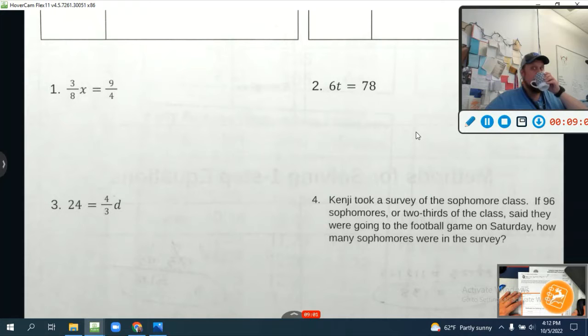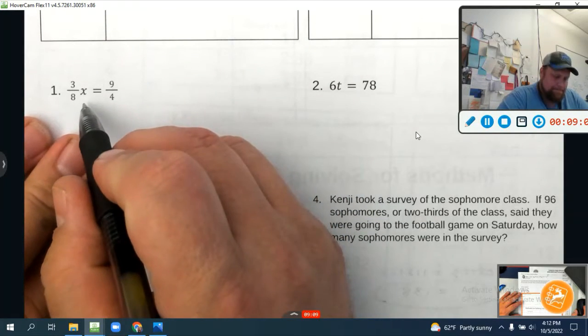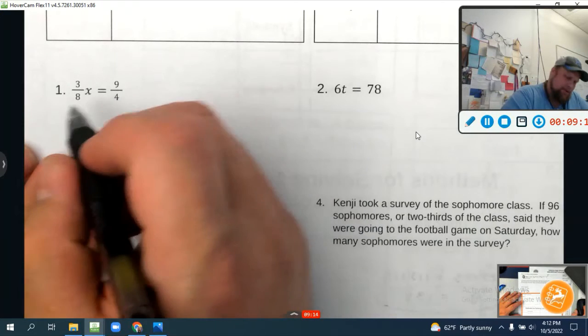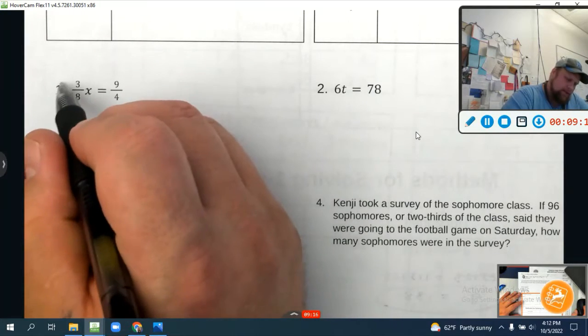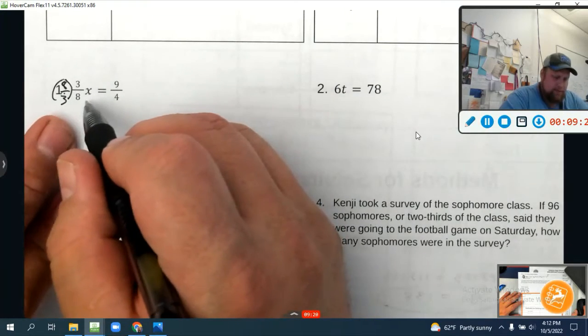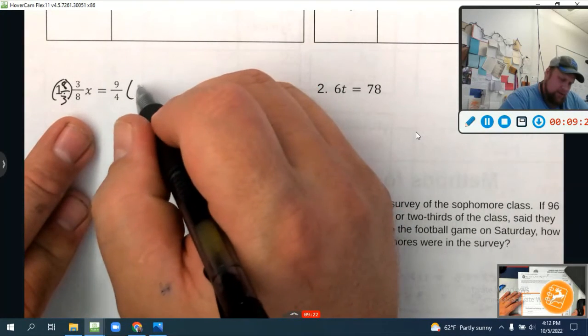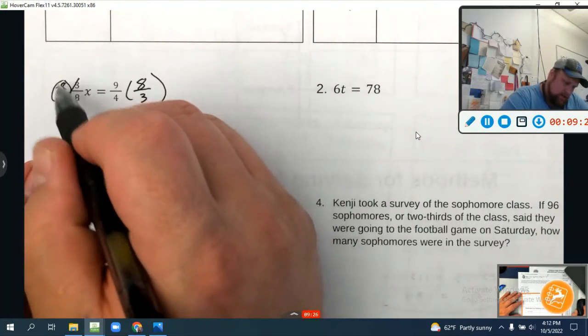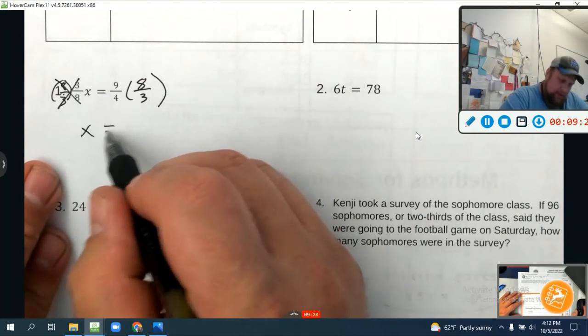Assuming you're pausing it now. Good stuff. Okay. Remember the whole multiplicative inverse? Boom. If I want to get rid of 3/8, then I'm going to multiply both sides by 8/3, because this is multiplication, right? So I'm going to multiply everything by 8/3. Those cross out to 1. I'm left with x equals.